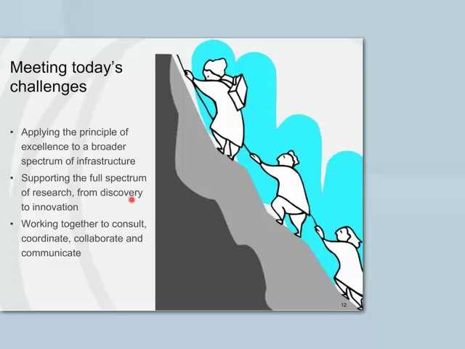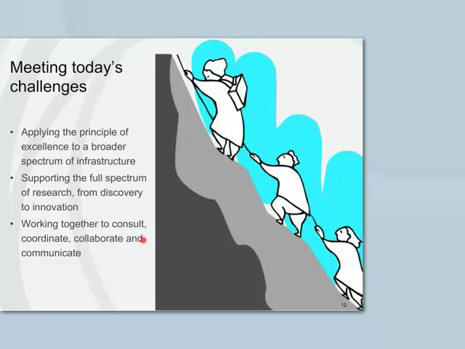The second element is supporting the full spectrum of research from discovery to innovation. Again, remember the contract that we have with the Government of Canada as part of our 2010 funding agreement. In order to enhance the integration of research infrastructure into Canada's innovation system, the CFI needs to design programs and policies to support the full continuum of research activities, from the most fundamental research to the applied research activities.